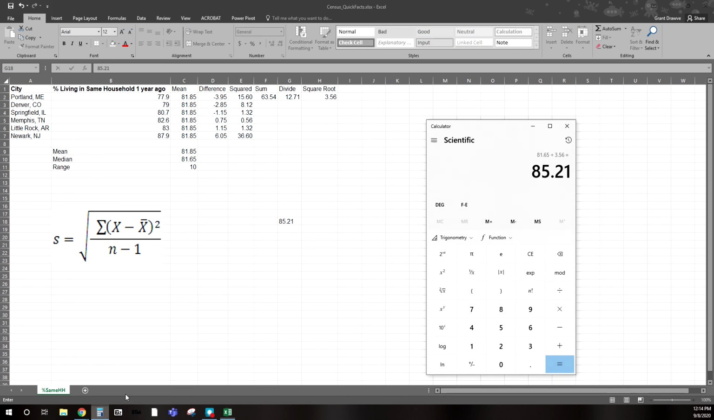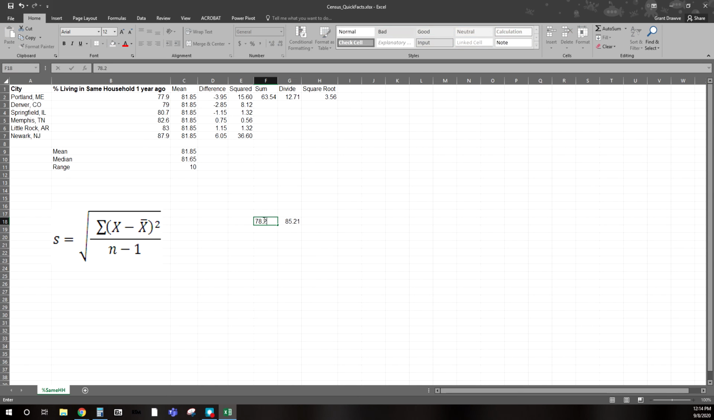and then if I pull up the calculator again, and I'm going to exit out, 81.85 minus 3.56, 78.29. Here's where it's plus 1, minus 1 standard deviation around the mean. We know that 68% of our values would fall between 78.29 and 85.21% living in the same household from a year ago.